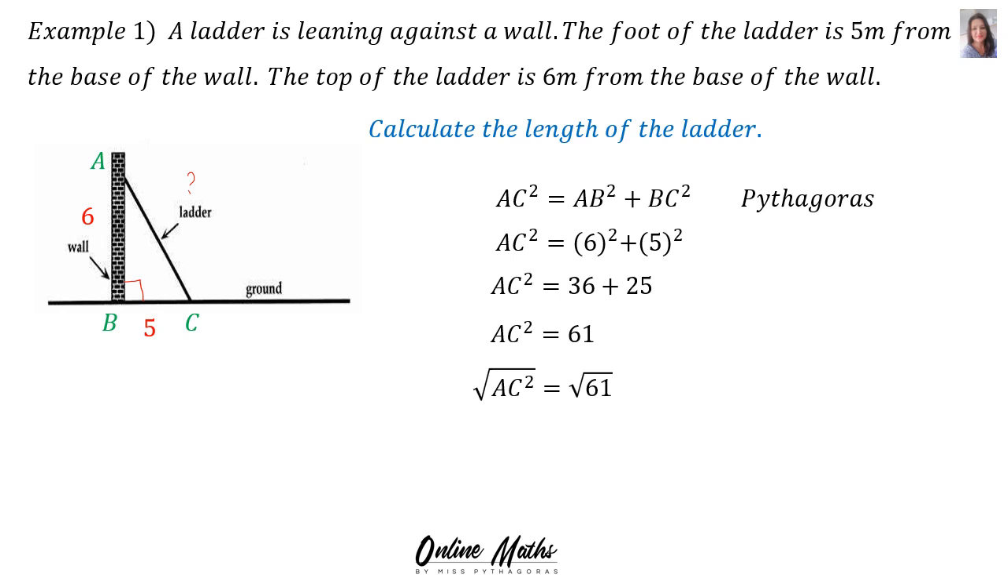And then we only want AC, not AC squared. We take the square root both sides. And the square root of 61 is 7,81 meters. Therefore, the length of the ladder, 7,81 meters.